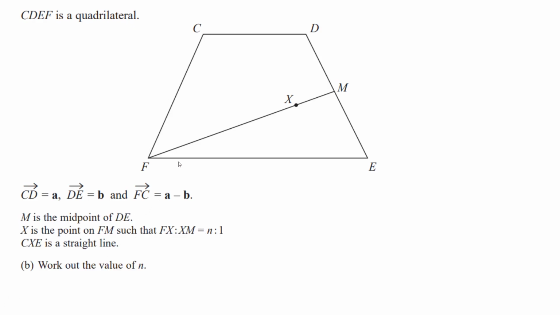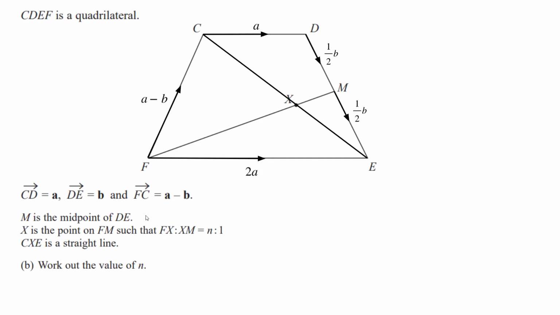M is the midpoint of DE. X is the point on FM such that F to X, X to M is in the ratio N to 1. CXE is a straight line. So just put in this information. C to X is a straight line. You can work this out because if M is the midpoint, we know that DE is B. That means from D to M is just going to be half of it because it's the midpoint. You only want to go half the actual distance, so it's half of B.